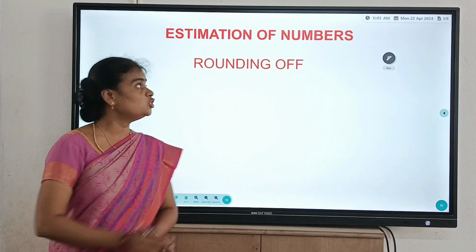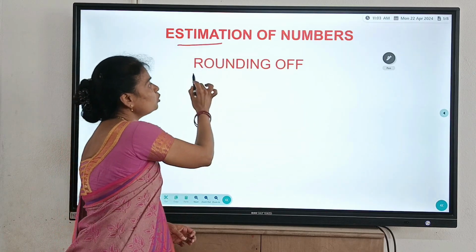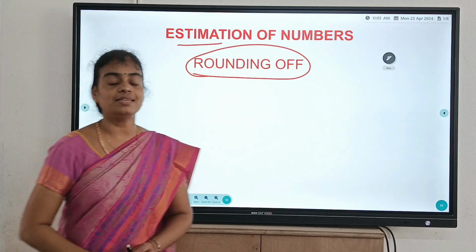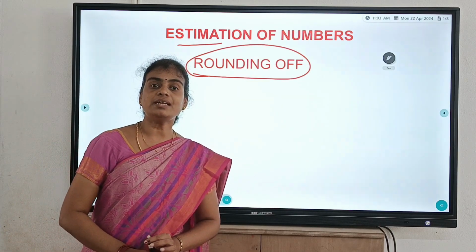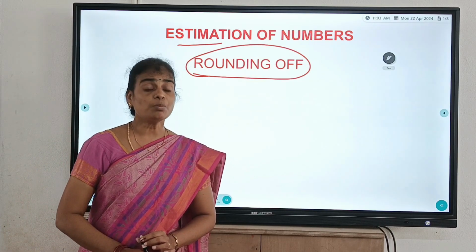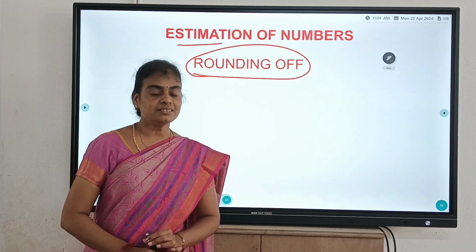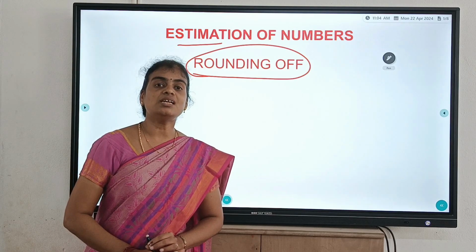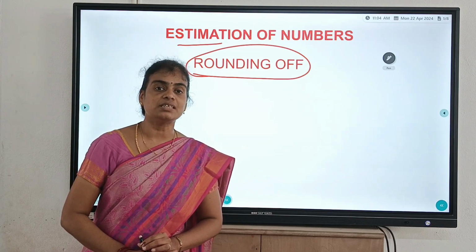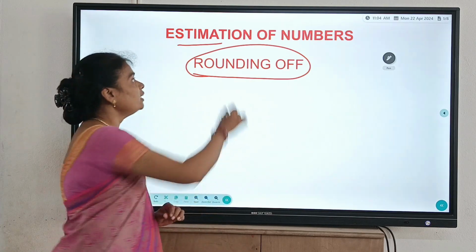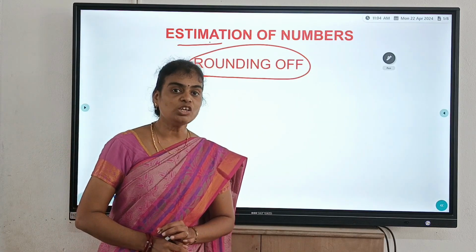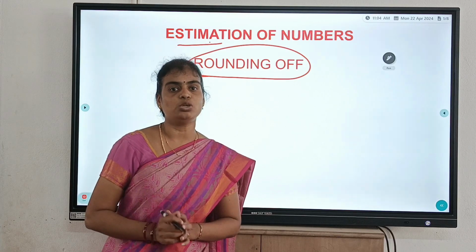Estimation is also called rounding off. We may have heard that there are nearly 17 lakhs of stars in the sky. What about this 17 lakhs? Is this number accurately determined? No, we can't say there are only 17 lakhs of stars in the sky. So for that, we need an estimation. Estimation is to get a clear idea of that number particularly.